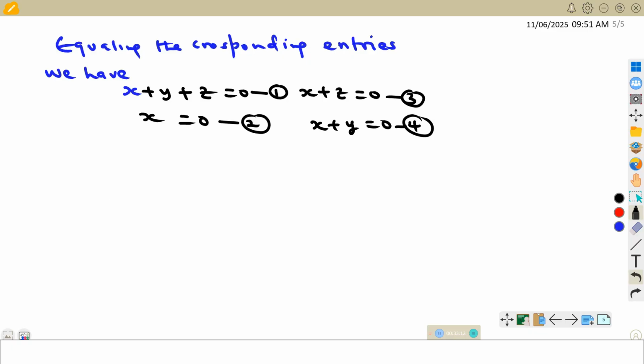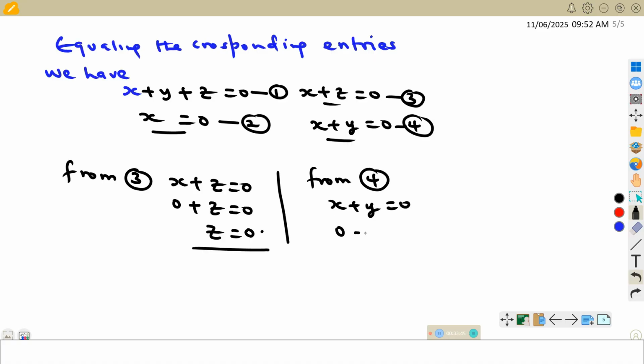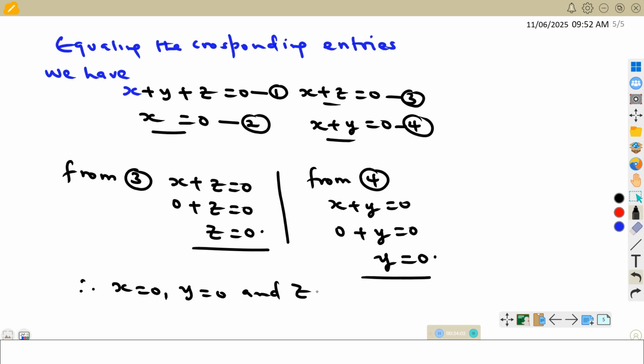And from these equations, we need to get the values for x, y, and z. So we have already got the value of x. Let us substitute and get the value of y. We substitute and get the value of z. So from 3, which is saying x plus z is equal to 0, so 0 plus z is equal to 0, and z is equal to 0. From 4, x plus y is equal to 0, but we have x as 0, so 0 plus y is equal to 0, and y is equal to 0. So it is clear that x is equal to 0, y is equal to 0, and z is also equal to 0.